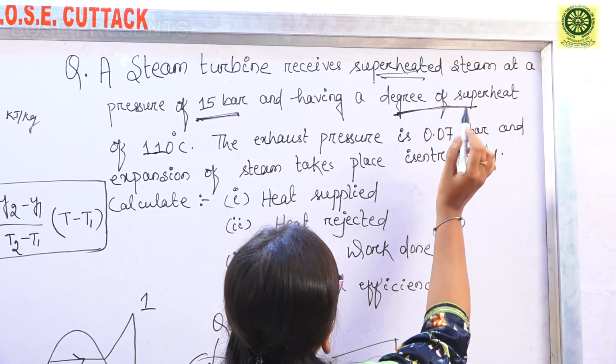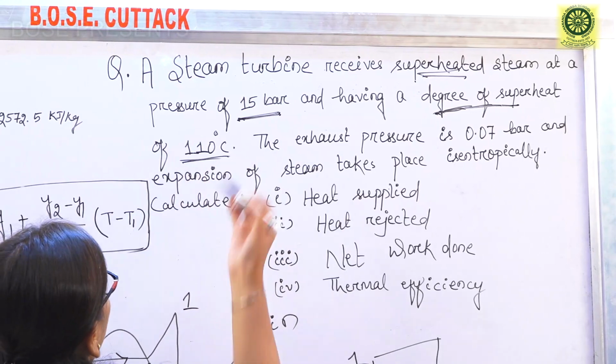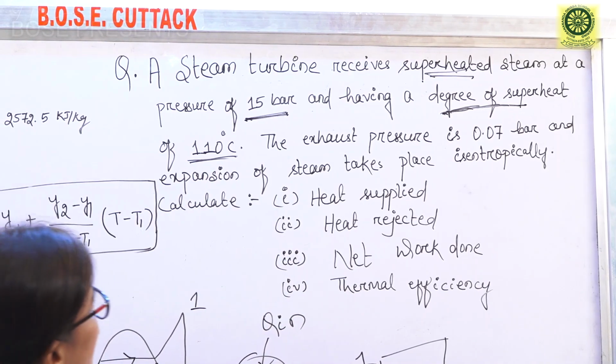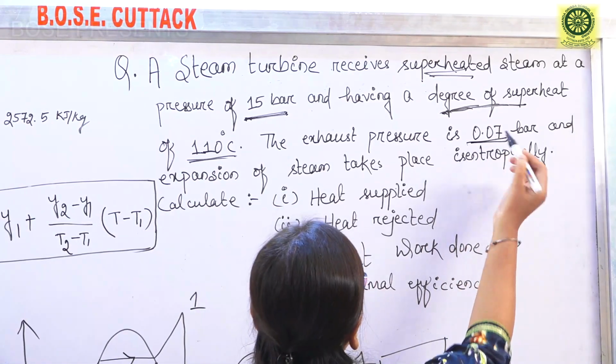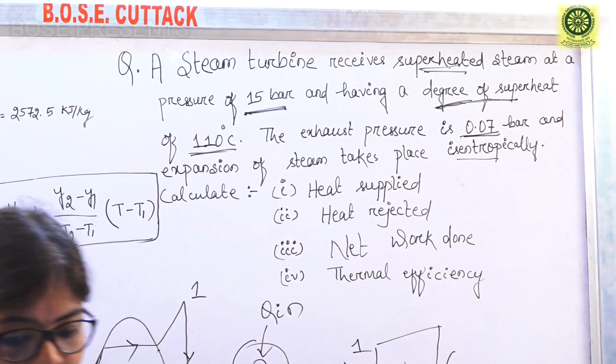And see here one more most important thing, degree of superheat. Here it is not only superheat, it is degree of superheat of 110 degree. Then the exhaust pressure is 0.07 bar, then expansion takes place isentropically. So these are my data.